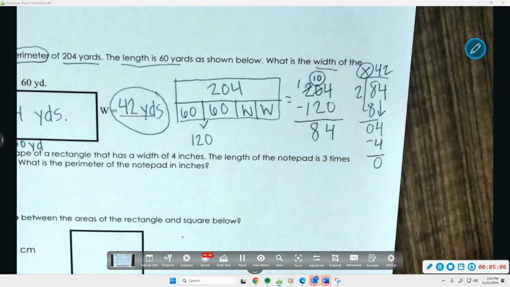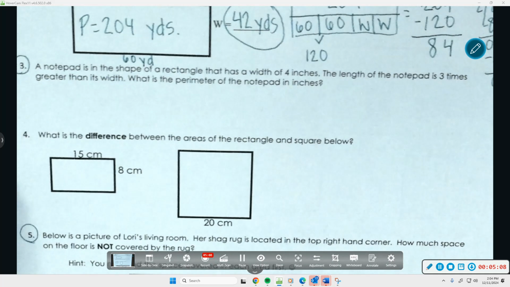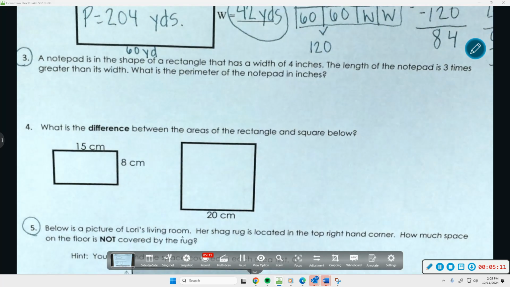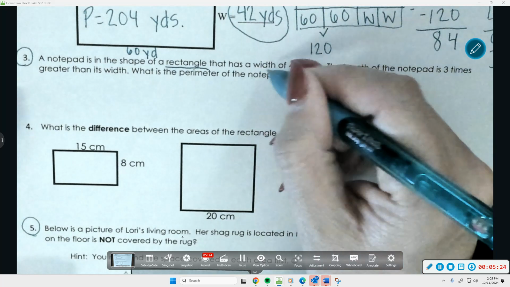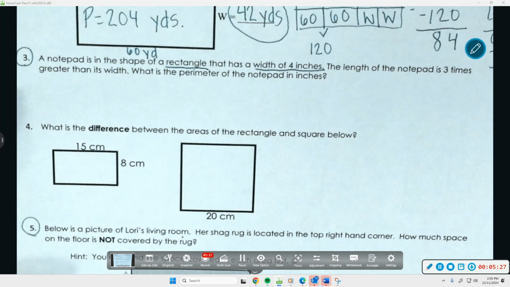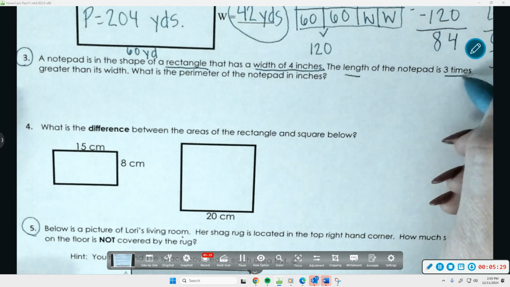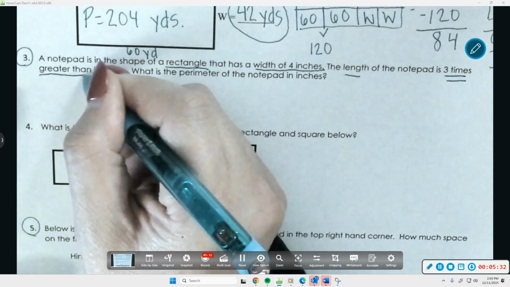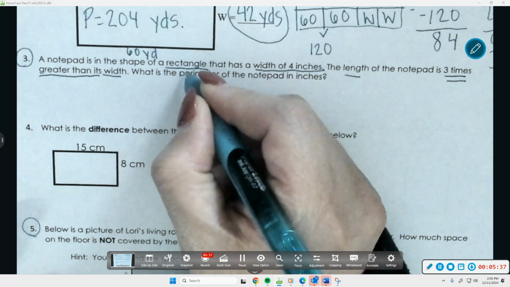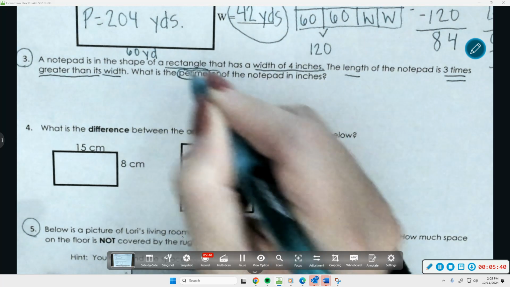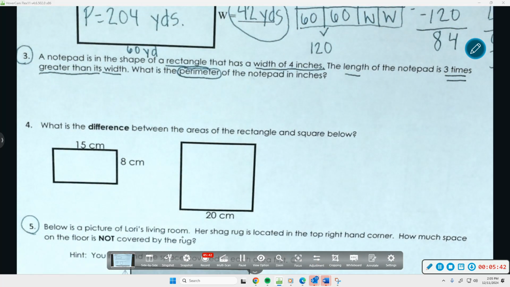Yeah. Okay. Let's look at the next one. Number 3. Okay. A notepad is in the shape of a rectangle. Oh, I'm going to underline that. That has a width of 4 inches. The length of the notepad is 3 times greater than its width. What is the perimeter of the notepad in inches?